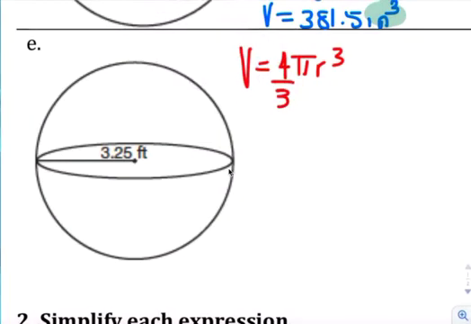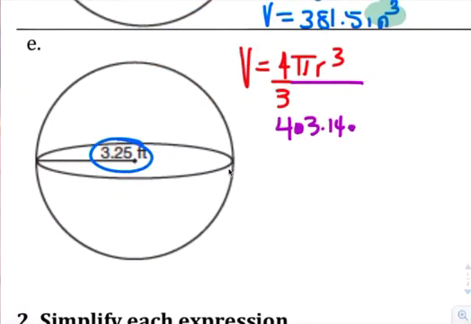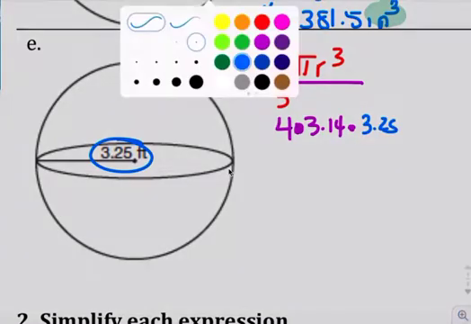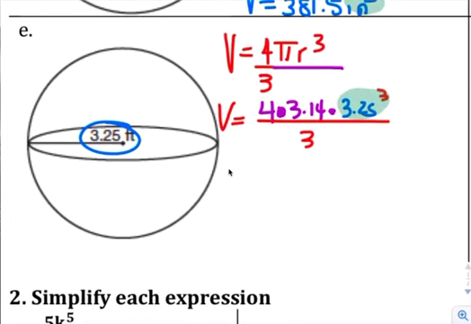And we extend that over. So it's 4 times pi, which is 3.14. Make times bigger so it doesn't look like a decimal. Times, in this case, the radius is 3.25. Bring down the cubed, divided by 3. Okay, and you take the numerator. You always do the exponent first, multiply it 3 times, and times 3.14, times 4.